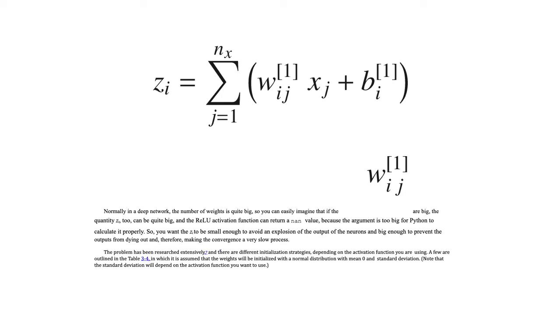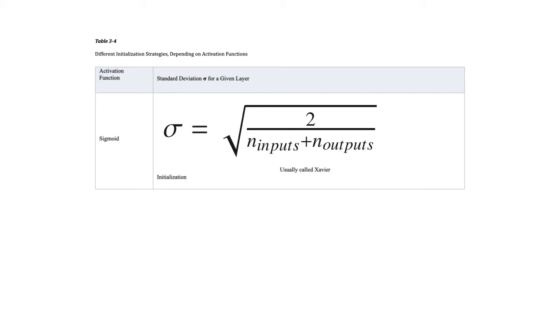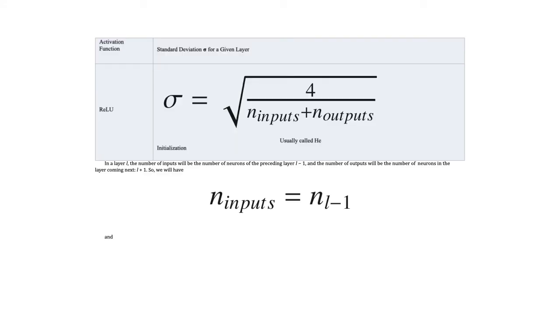Note that the standard deviation will depend on the activation function you want to use. Table 3-4 shows different initialization strategies, depending on activation functions. In a layer L, the number of inputs will be the number of neurons of the preceding layer L-1, and the number of outputs will be the number of neurons in the layer coming next, L+1.